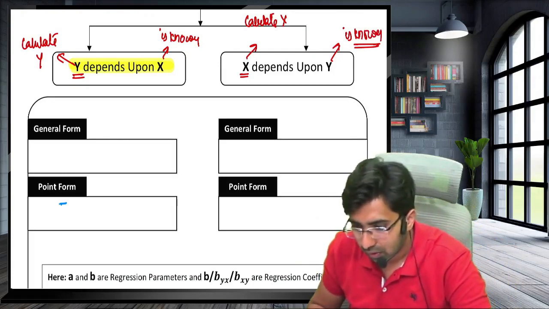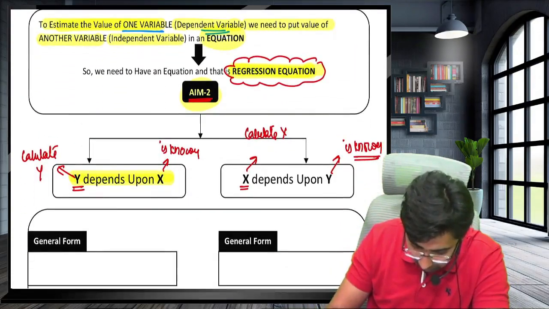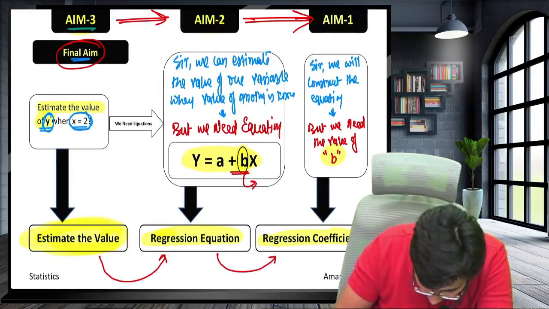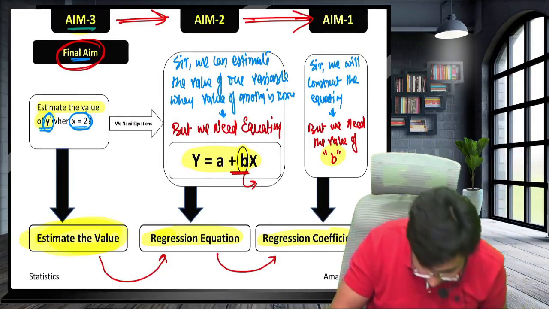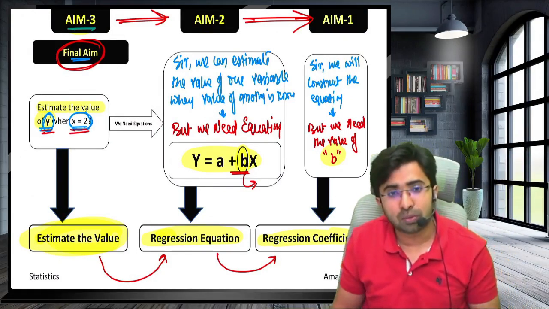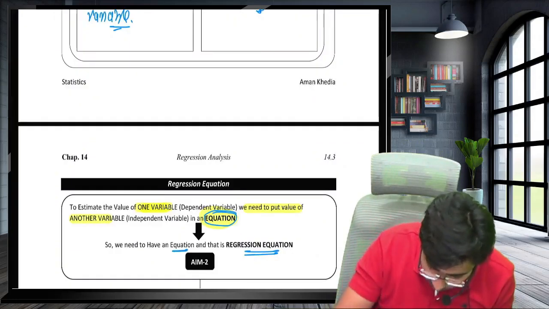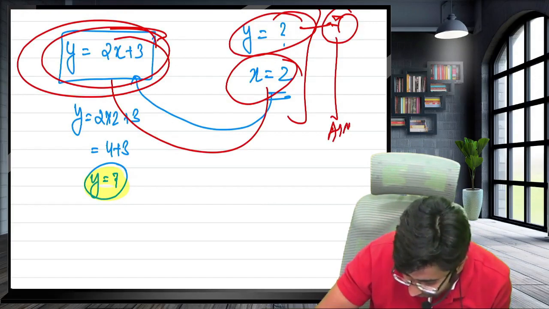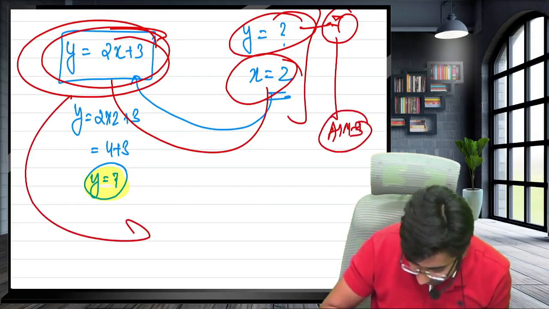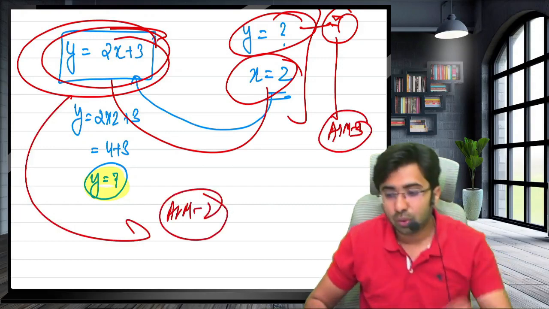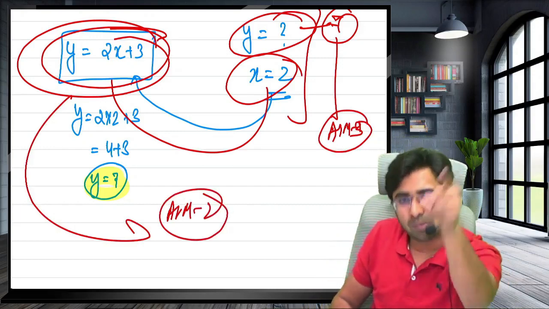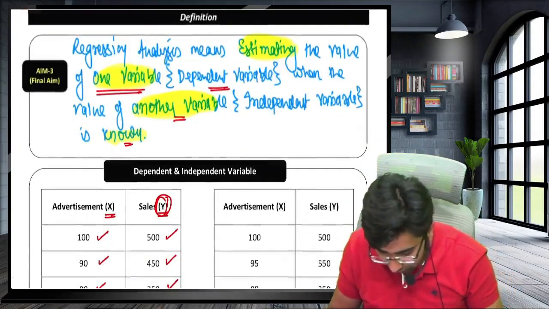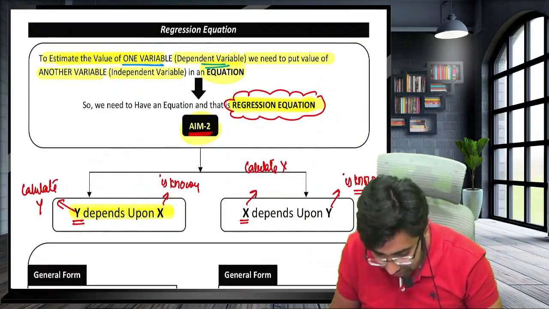So, guys, can I say, when I need to find the value of y? Sundar, see, I have just said this. I'm repeating this thing. I cannot achieve my final aim. I cannot estimate the value of y unless I have the equation, because if I have the equation, then only can you put the value of x in the equation. I cannot achieve my final aim number 3 unless I have the equation, that is aim number 2. You cannot estimate the value of one variable unless you have the equation. And guys, that's the origin. That's why we are studying the new concept, that is the regression equation.